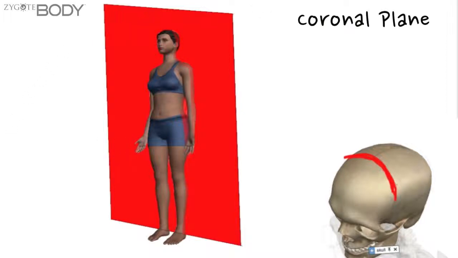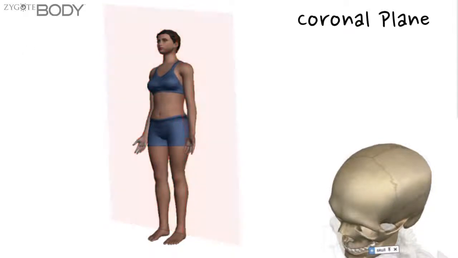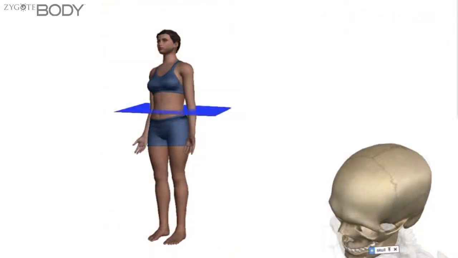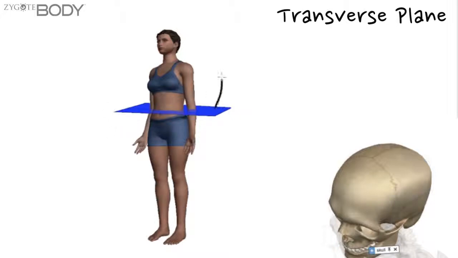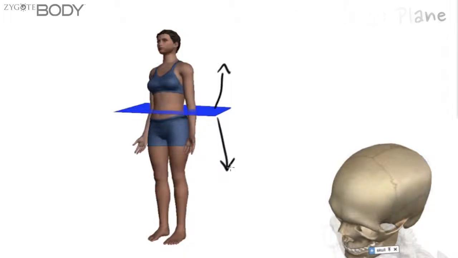Now moving on to the third and final plane. This is called the transverse plane, and it's a crosswise plane that divides the body or any of its parts into the upper, as you see here, and the lower parts, and is also called the horizontal plane.